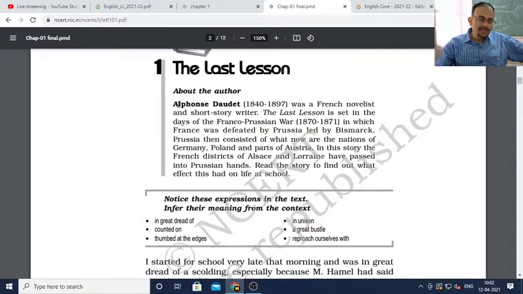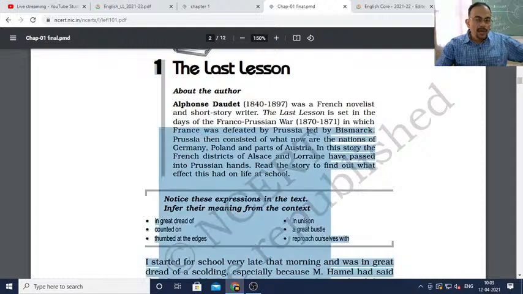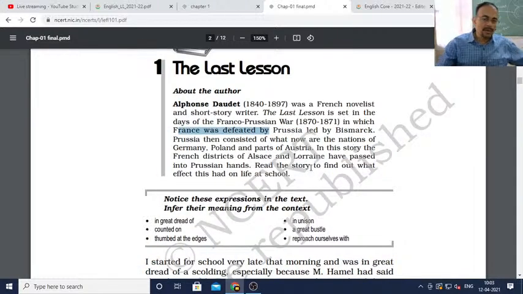So let's read something about Alphonse Daudet. Alphonse Daudet was a French novelist and short story writer. The Last Lesson is set in the days of the Franco-Prussian War, 1870 to 1871, in which France was defeated by Prussia, led by Bismarck. Okay, so this story is related to the Franco-Prussian War. The Franco-Prussian War was fought in the year 1870-1871, in which France was defeated by Prussia.